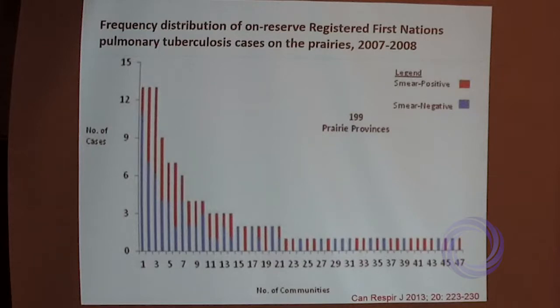And these are not large communities. Many of them are quite small. And so when you've got a dozen cases of infectious pulmonary tuberculosis in an adult in a community of 1,000 or more people, that's a major crisis, actually.